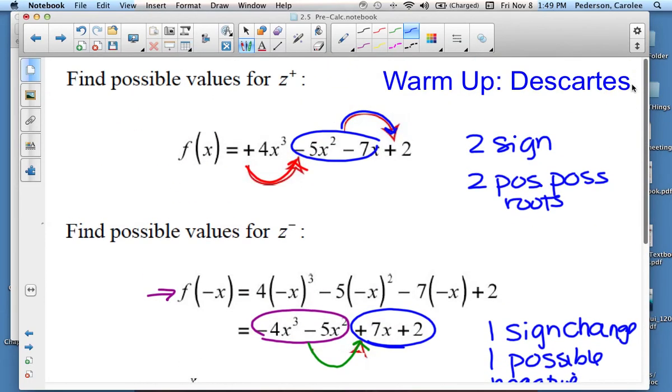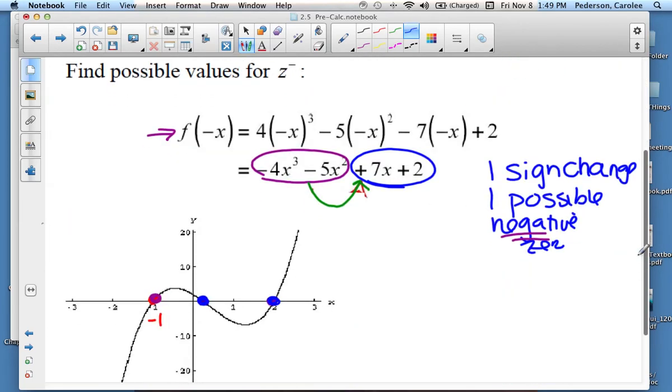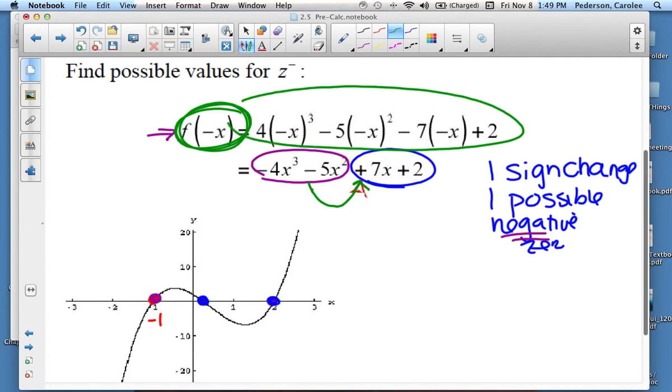When you do Descartes for the positive, you just leave the original function as it is. As for the negatives, you have to evaluate the function for negative x first. And that's what this is all doing here. Then check for the sign changes.